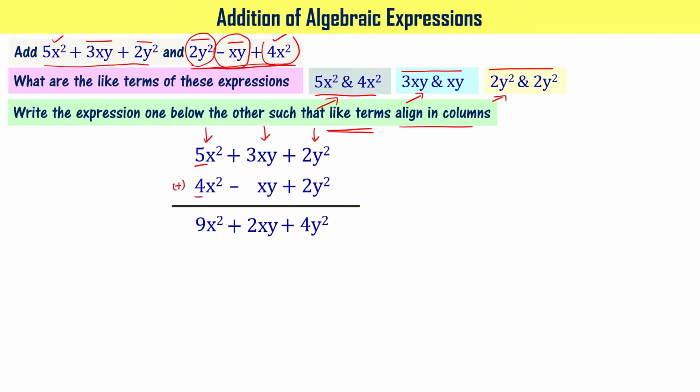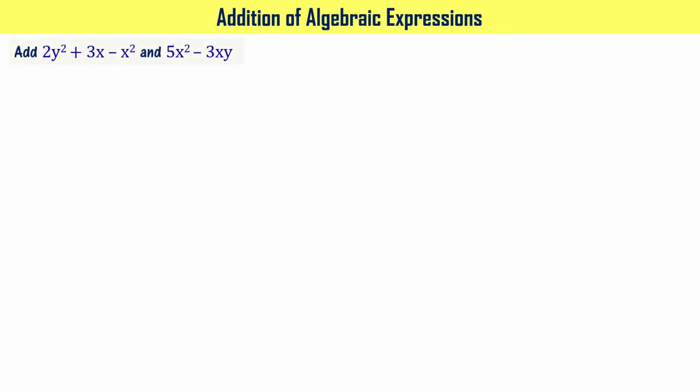5 plus 4, that is 9, and x square is written as is. 3 and minus 1 here. 3 plus minus 1 equal to 2, that is written, and xy is written as is. 2 plus 2, that is 4 here, and y square is written as is. This is how we add algebraic expressions, right? Now let's add another pair of algebraic expressions.